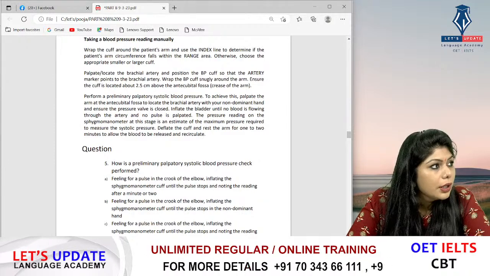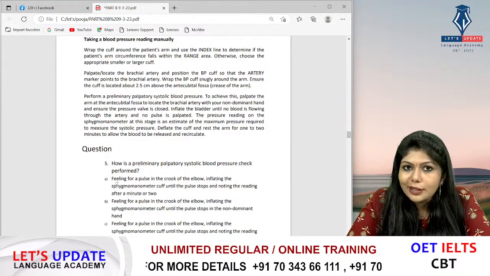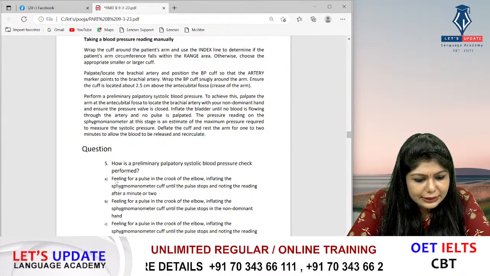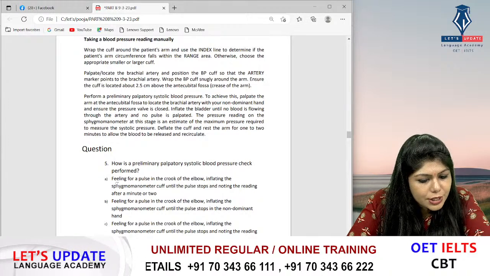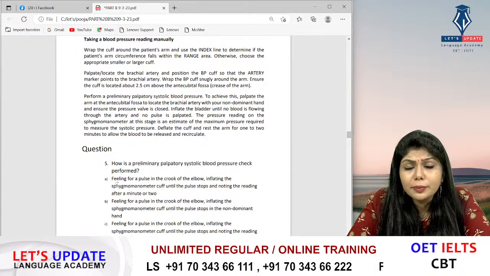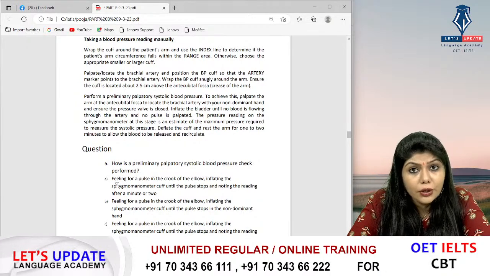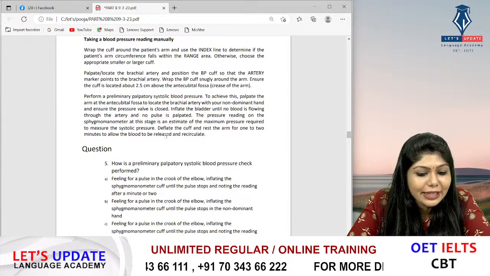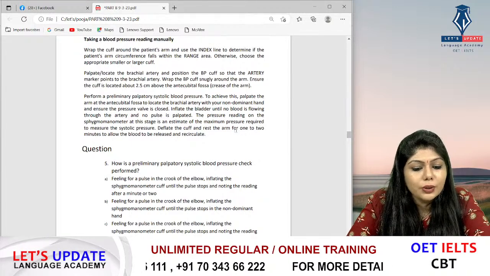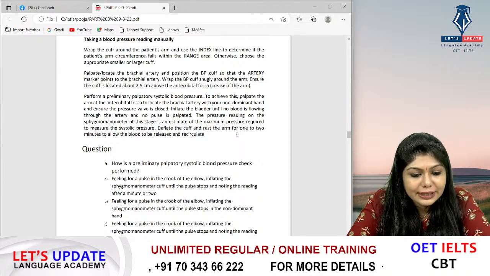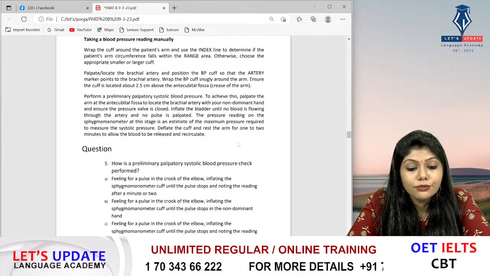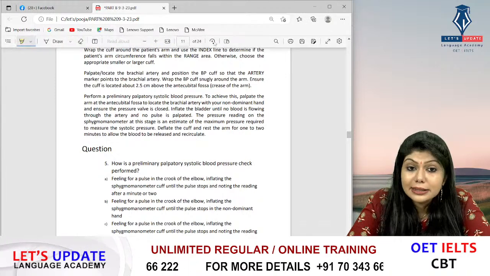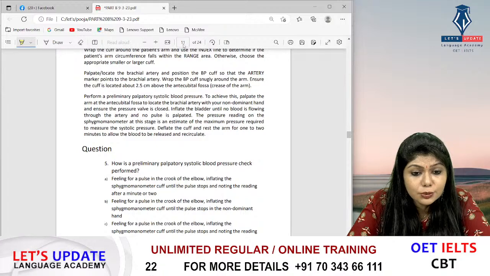Now looking at the options, let's assess option A. Feeling for a pulse in the crook of the elbow, that's correct. And inflating the cuff until the pulse stops, and noting the reading after a minute or two. Have they mentioned that you have to note the reading only after 1 or 2 minutes? No, that is not mentioned. Whatever they have mentioned about the 1 or 2 minutes is: after deflating the cuff, rest the arm for 1 or 2 minutes to allow the blood to be released and recirculate.